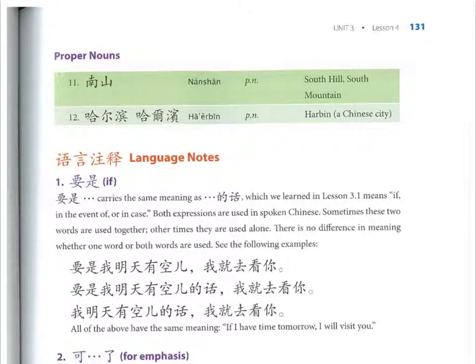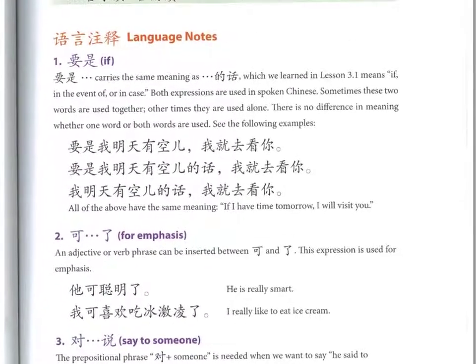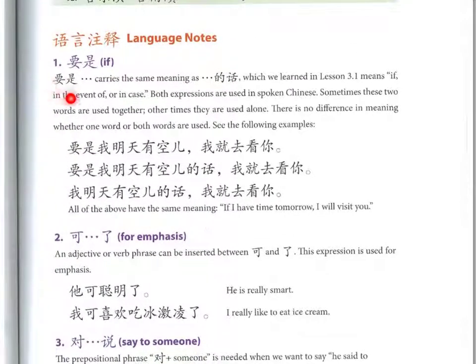Okay, let's take a look at the language notes for lesson 3.4. The first note we're looking at is 要是, which means if. 要是 has the exact same meaning as 的话 that we learned in lesson 3.1, and it means if. As we will see below, we can use 要是 and 的话 independently or together.